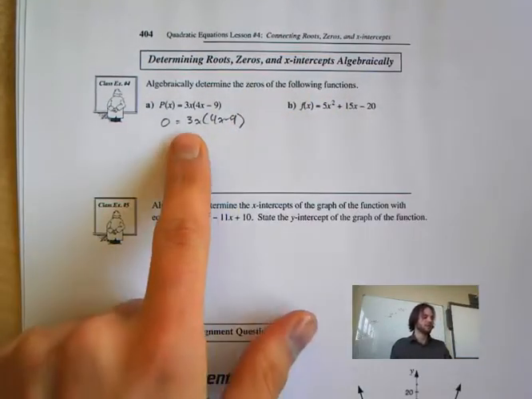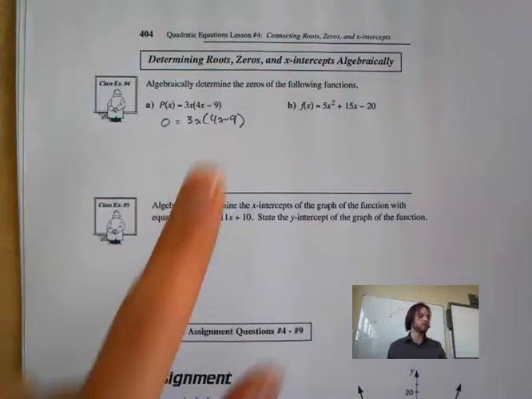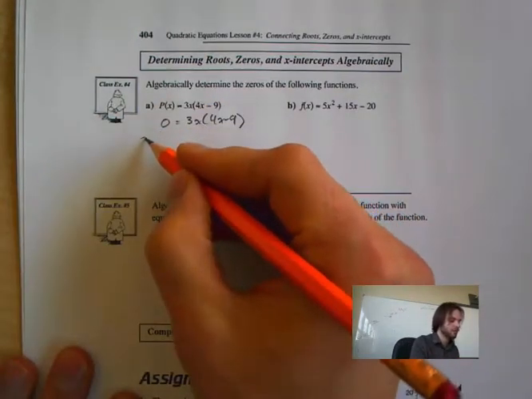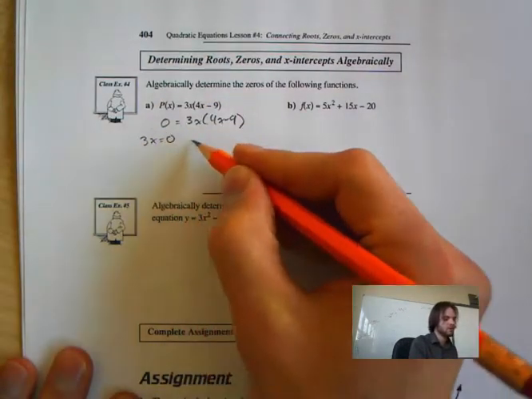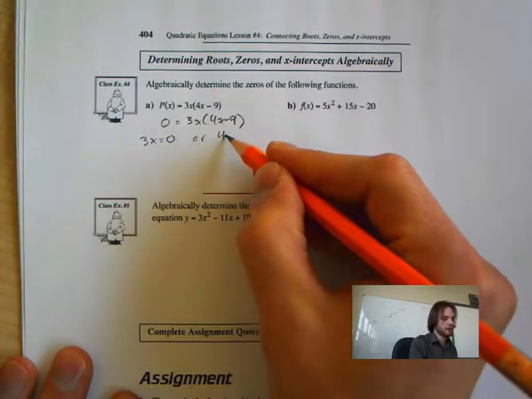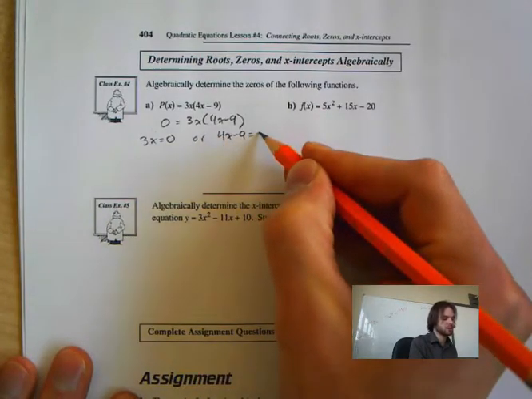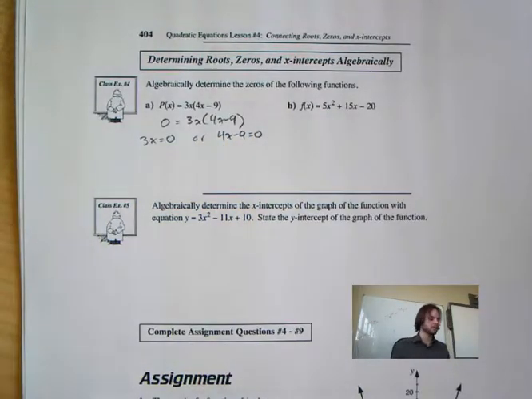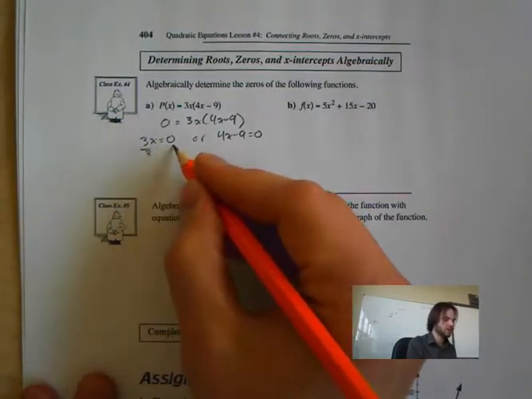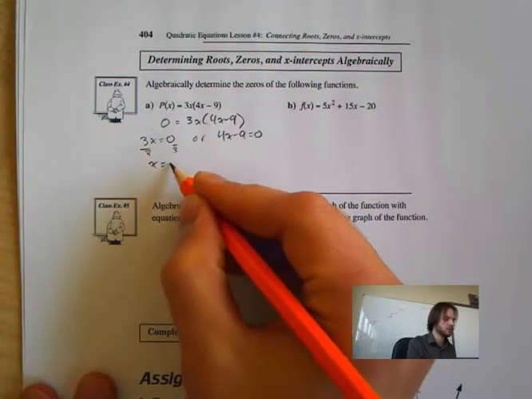Now, that means 3x could equal 0 or 4x subtract 9 could equal 0. So we could have 3x equal to 0 or 4x subtract 9 is equal to 0. So let's solve for each one. Divide by 3, divide by 3, I get x is equal to 0.